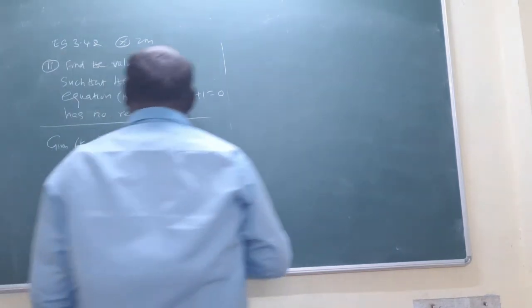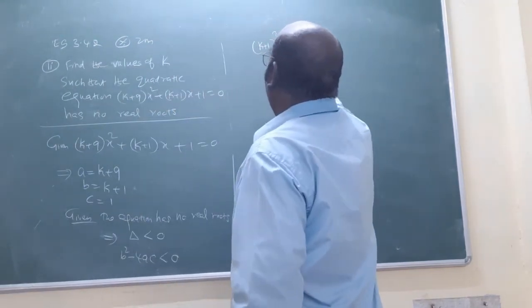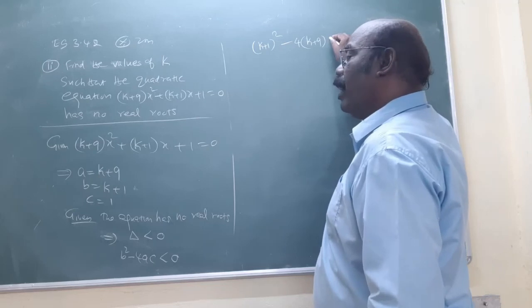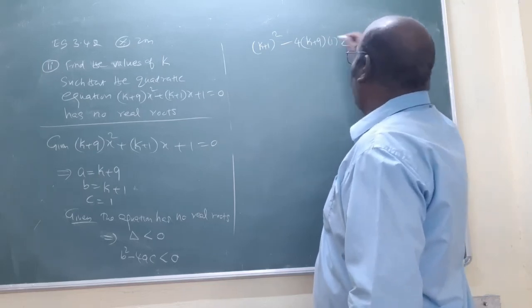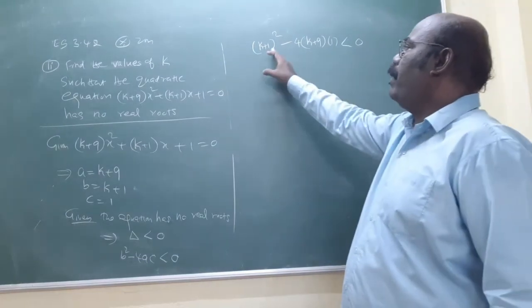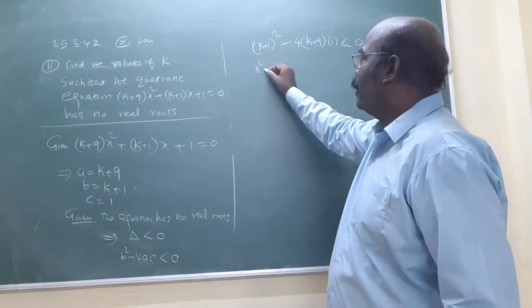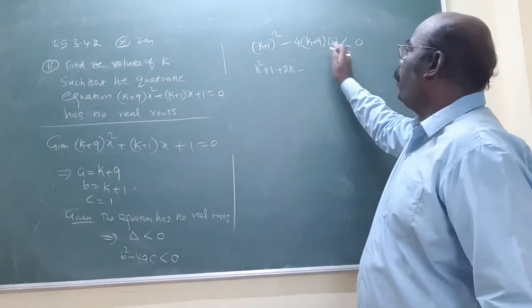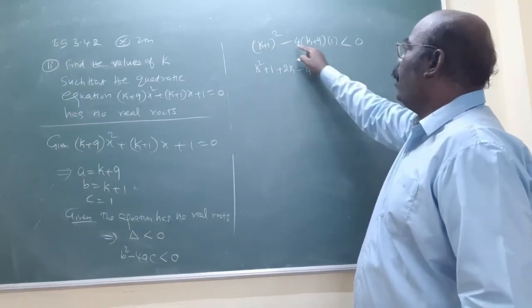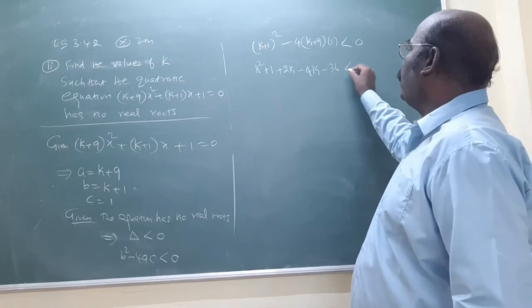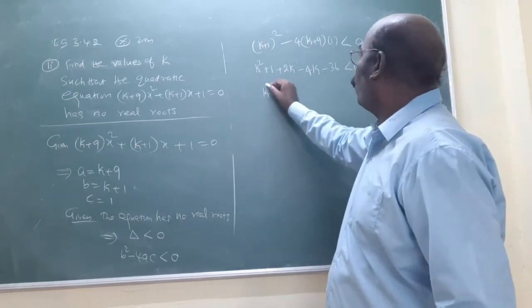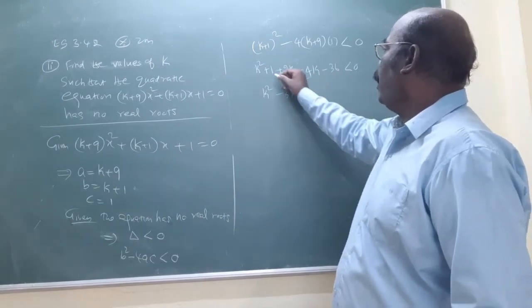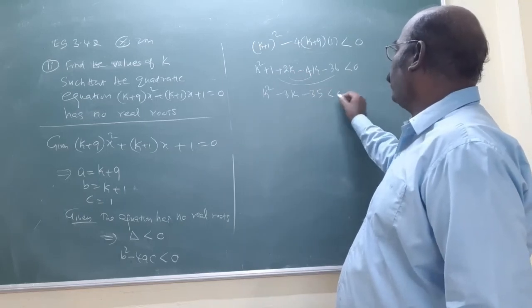Now substitute all the values. B square is k plus 1 whole square minus 4 into k plus 9 into c, which is 1, less than 0, not equal. Now it is of the form a plus b whole square, a square plus b square plus 2ab, minus 4 into k, minus 4k, minus 4 into 9, minus 36. Again write in order: k square minus 3k, minus 35 plus 30.